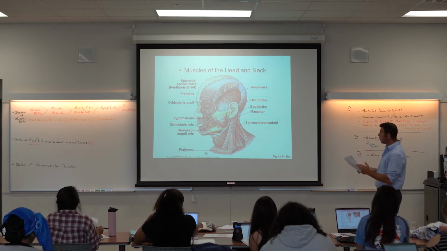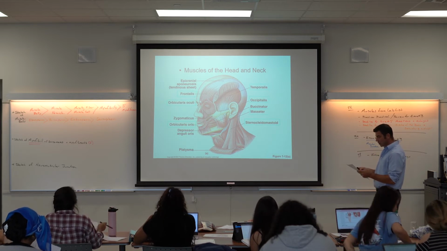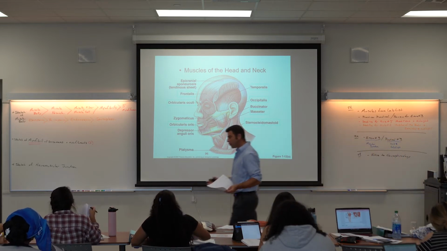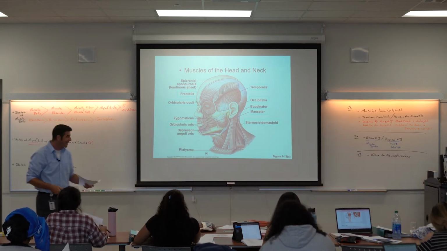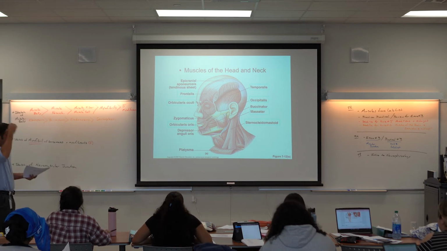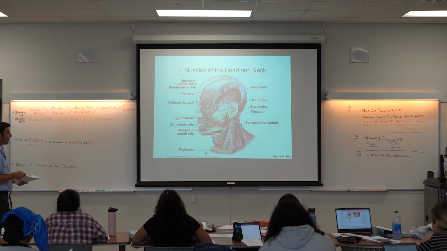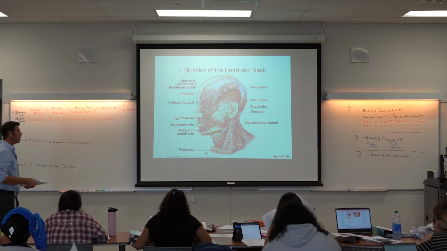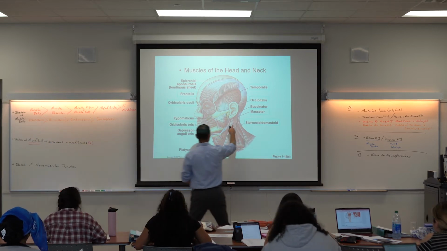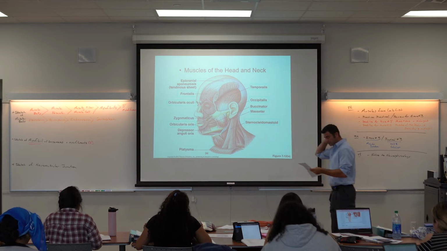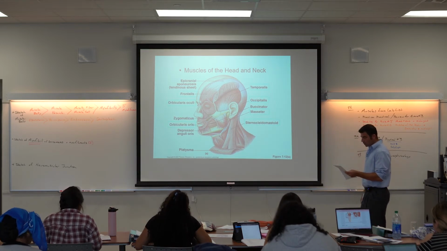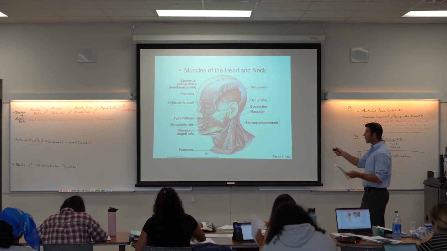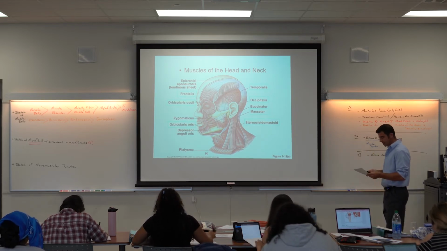We need to see the epicranius, which is really an aponeurosis, this sheet-like tendon that connects the muscle to the bone of the skull. The frontalis is the muscle that you would use to wrinkle your forehead. The occipitalis is the muscle that covers the occipital bone. In between there you have this epicranius, that little sheet-like tendon.